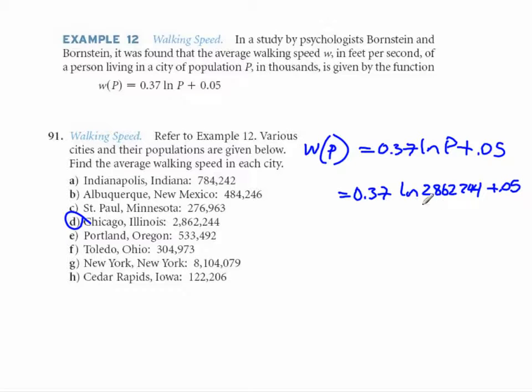Now doing this on your calculator, if you have a graphing calculator, you can just type it in as is. If you don't, I might figure out what the ln of that big number is, and then multiply it by 0.37, and then add 0.05 to it. Okay, so just plug the numbers into the formula, and that'll tell you what the walking speed in Chicago is. Okay, hope that helps out.